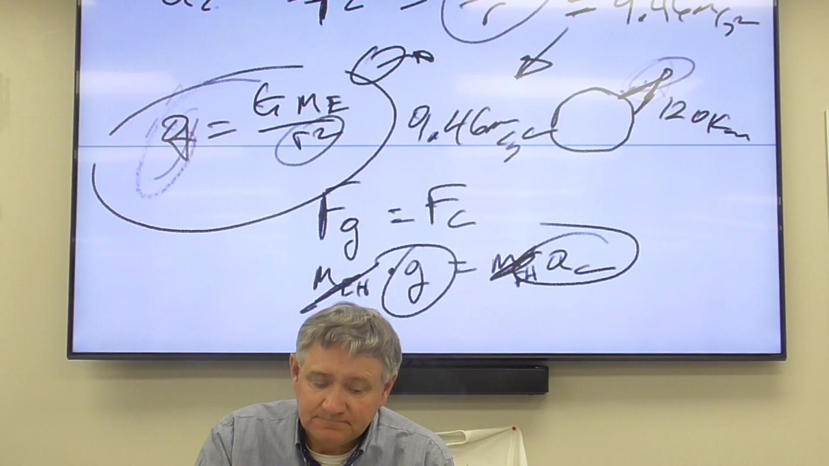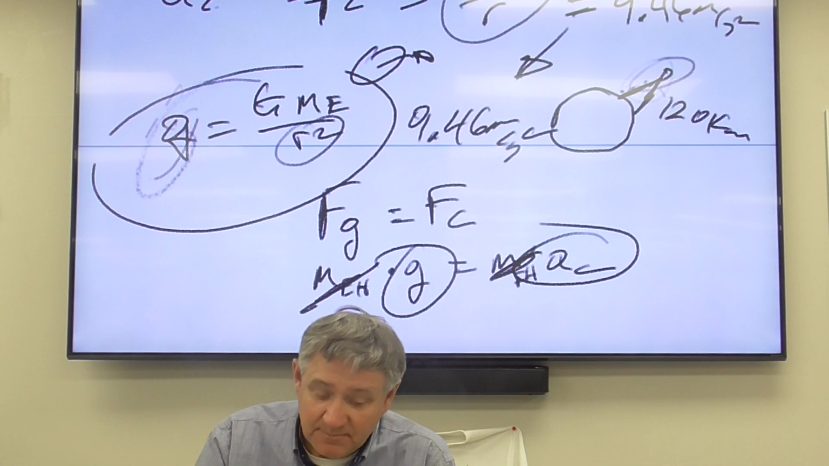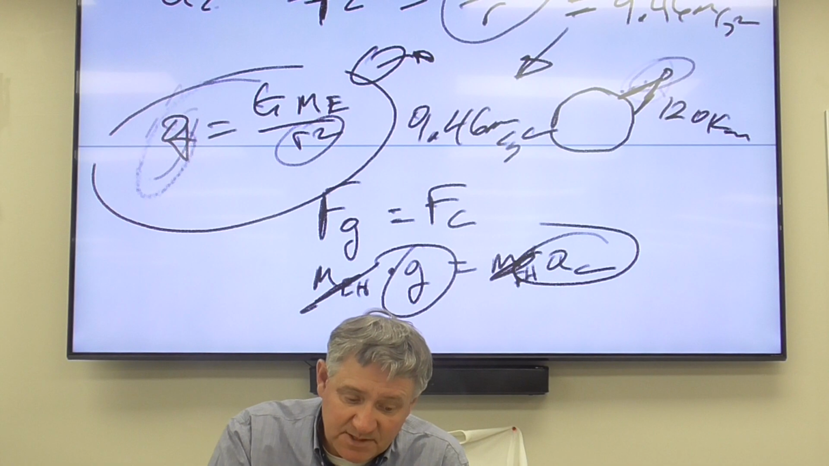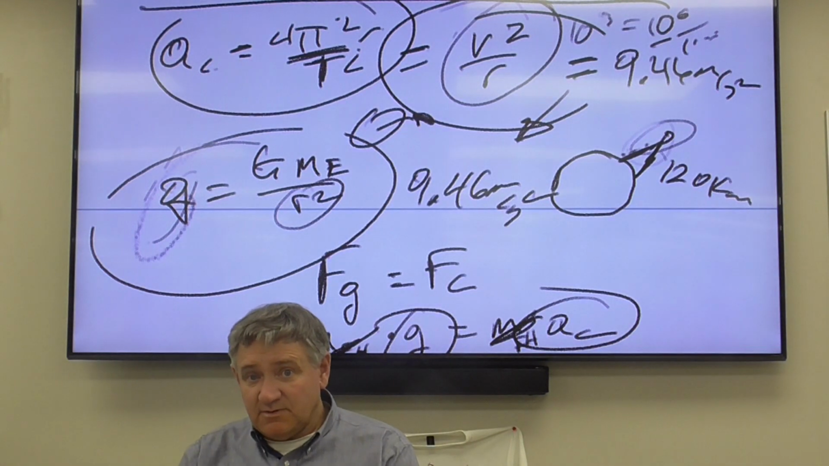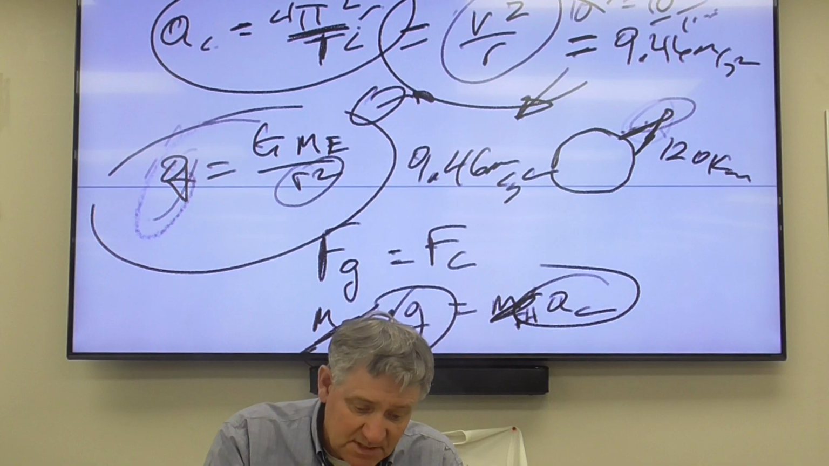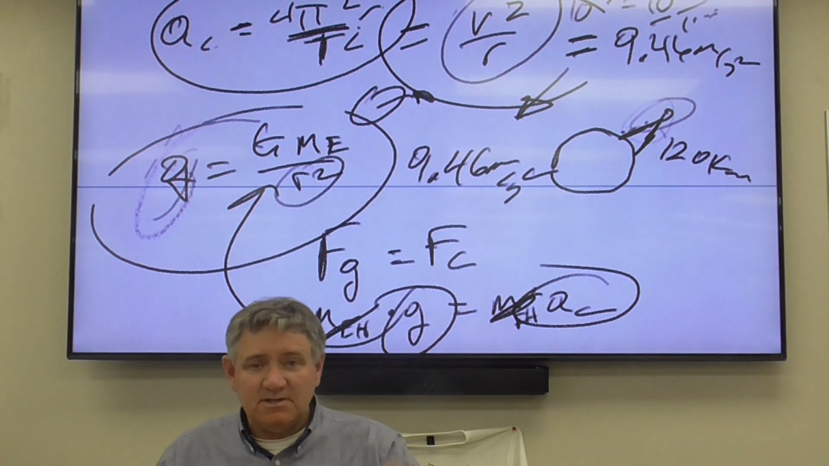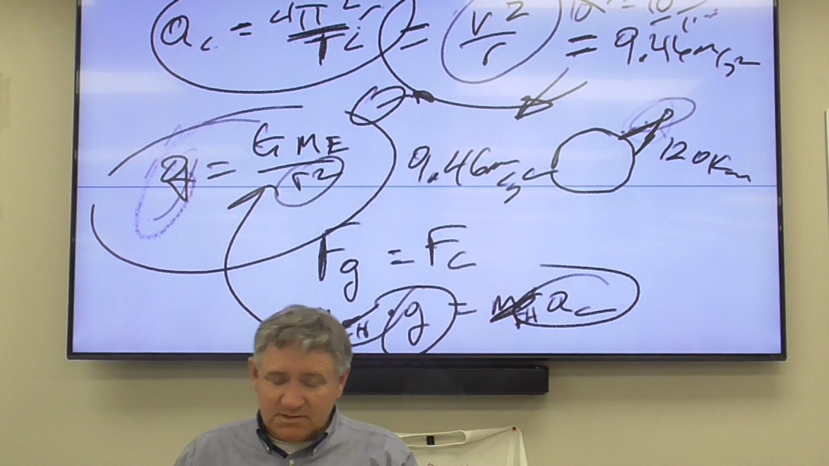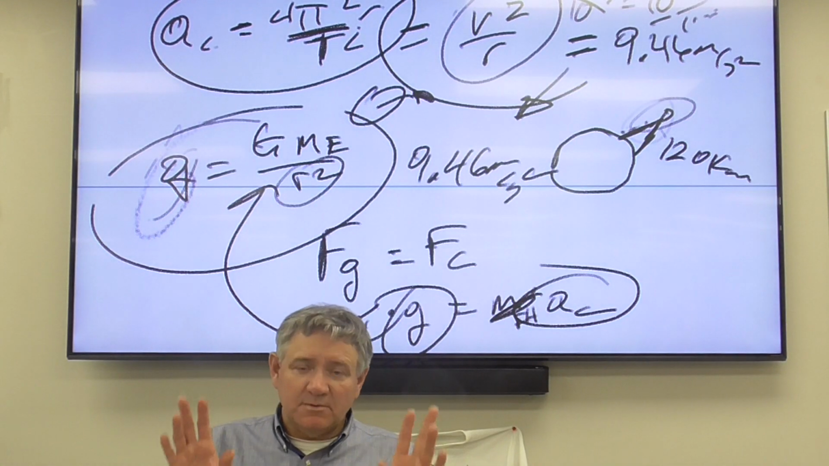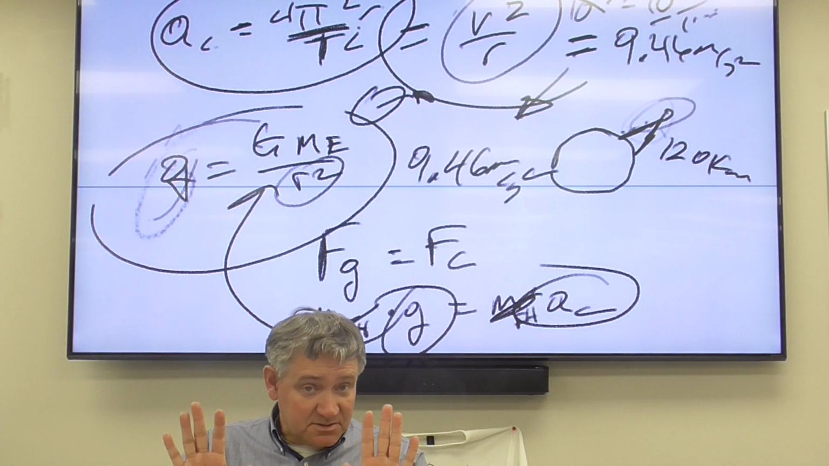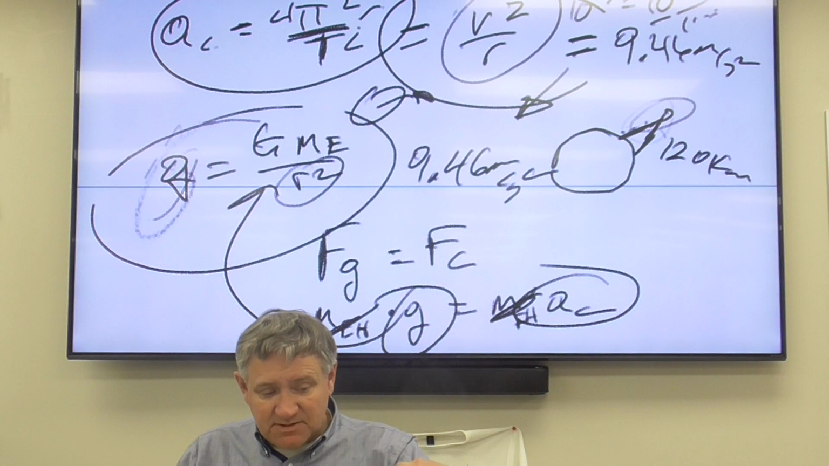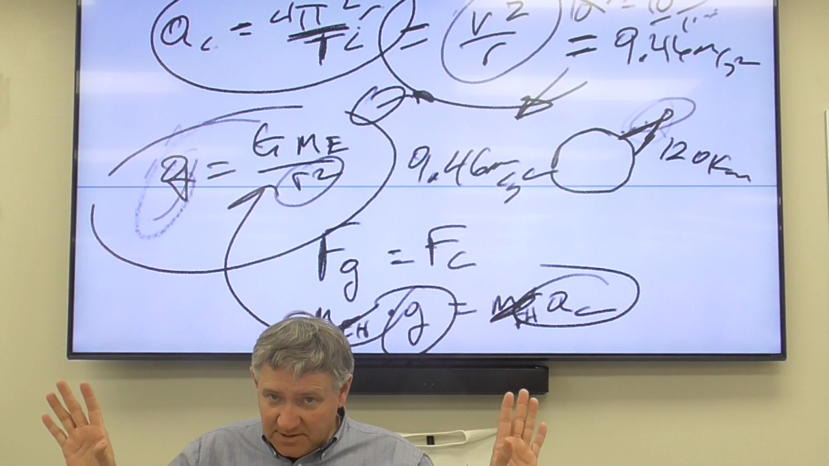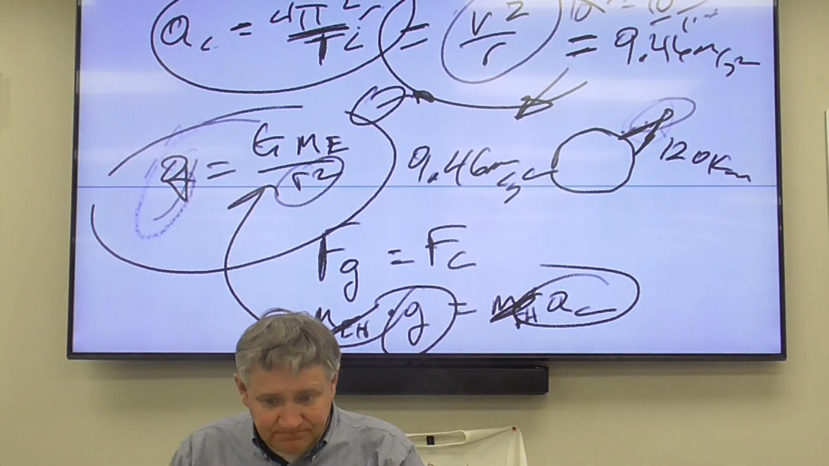Little g equals your centripetal acceleration. And that centripetal acceleration could either be v squared over r, or 4 pi squared r over t squared, or you can just find little g equaling big GM over r squared. Infomercial: but wait, there's more. Additional shipping and handling. Centripetal acceleration, little g. Don't care how you calculate it, they're all the same.